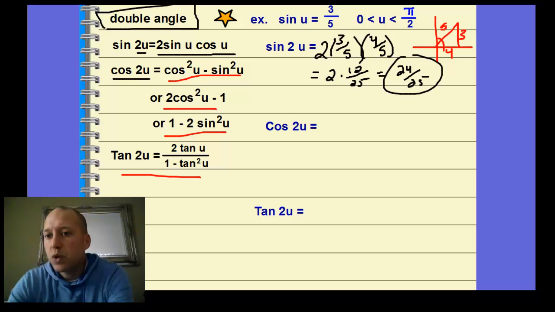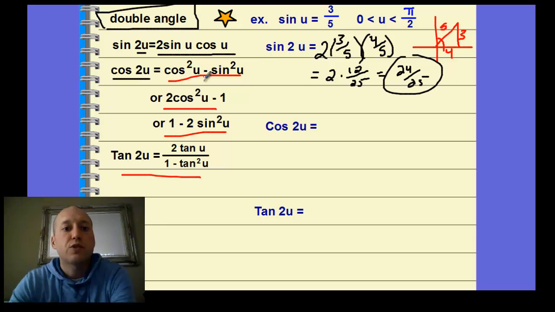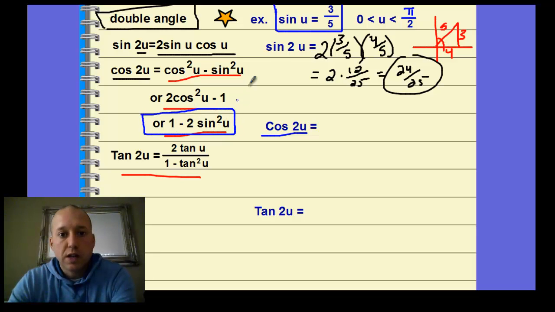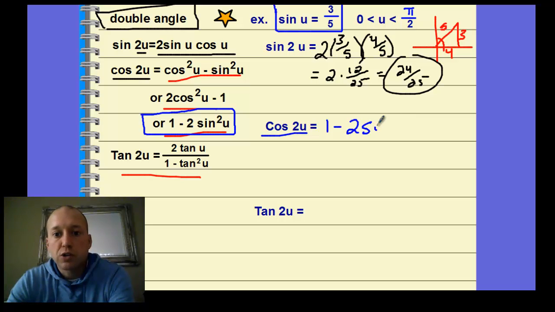Cosine of 2u. Now for this one, now that we know both sine and cosine for u, we could use the first one or any of these three. But if we were only given the sine of u, and the only problem I asked you to do was cosine 2u, I would not have to find the cosine of u if I chose this last one right here, because it only uses sine u. So since we're given sine u, let's use this last formula so you don't have to deal with some unknown trig ratios. Now we already did find it with this triangle for cosine, but we don't need to for here.